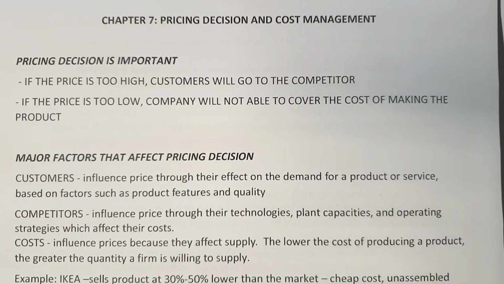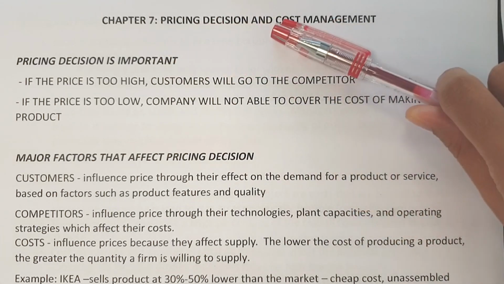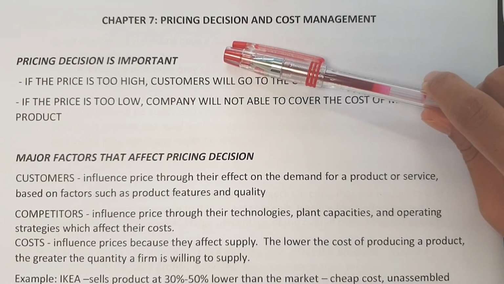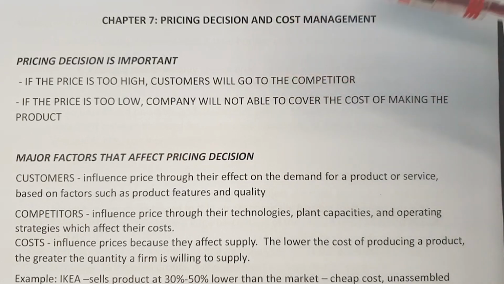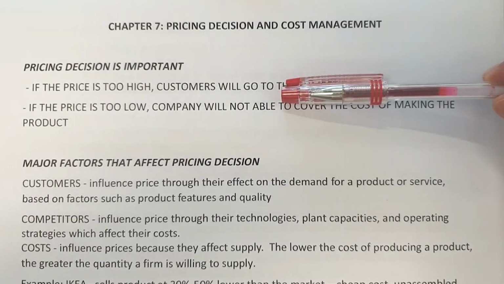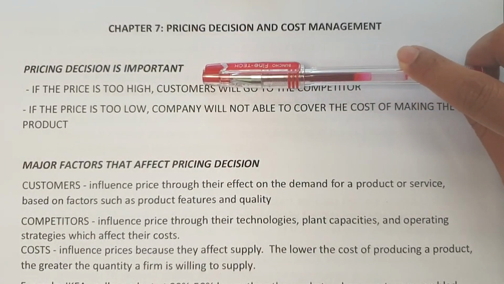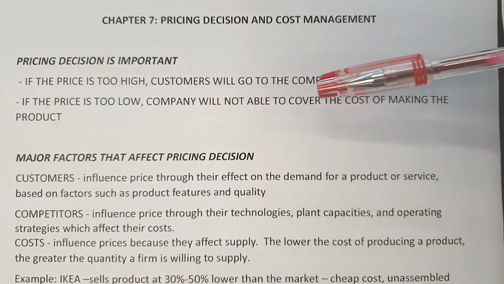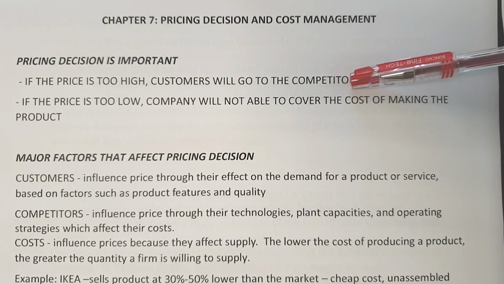This is Dr. Aisha. In this video, basically related to Chapter 7, Pricing Decision and Cost Management. Alright, now if we look at just based on this title, we can understand that the main aim of this topic is basically for us to look at how price is determined by the company, what kind of mechanism can be used by the organization to set the price, and cost management.